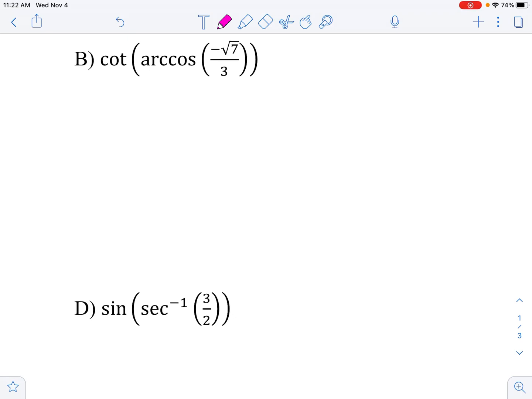All right, let's try another one here. So once again, I'm going to do the inside first. Is my answer an angle? No. If my answer is not an angle, I want to draw a picture. Okay, so I'm going to start by drawing this.